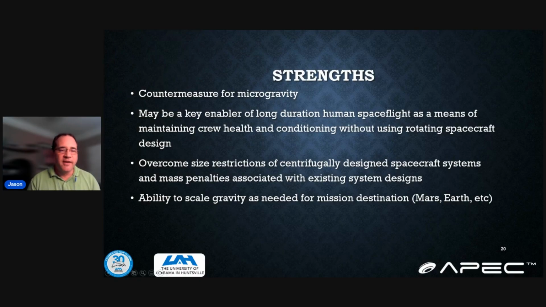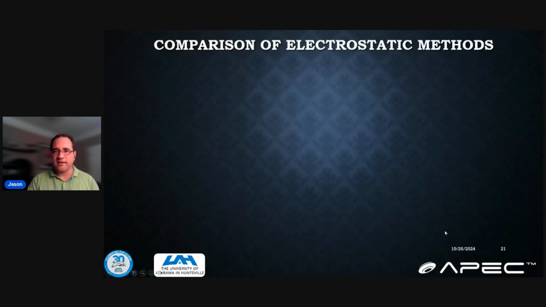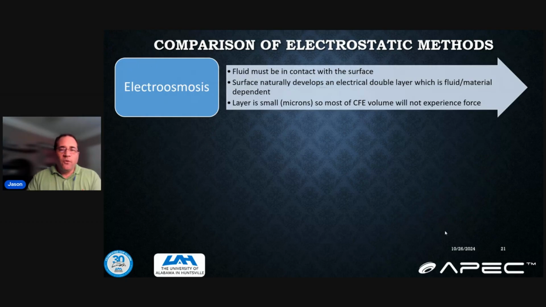But the neat thing about it is that we can dial the voltage up and down and scale at will to condition people for Mars, Earth, etc. Or at least that's the goal. I'm not saying we can do that just yet, but there's a direction and a path to do that. So I'd be remiss if I didn't talk about some of the other body forces, the effects that you can get with other electrostatic methods.